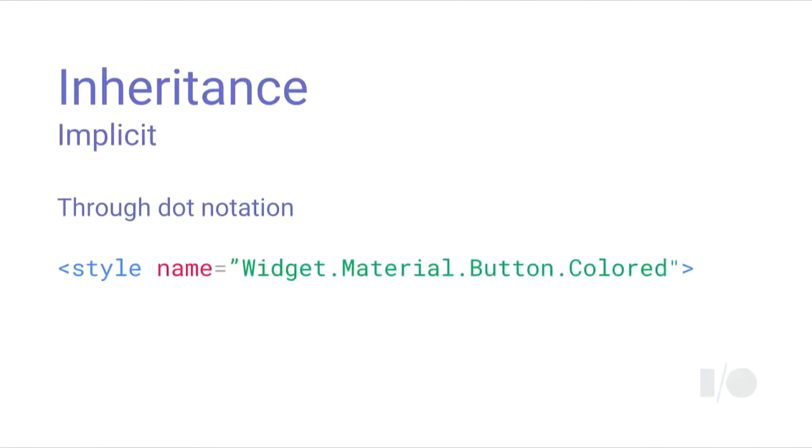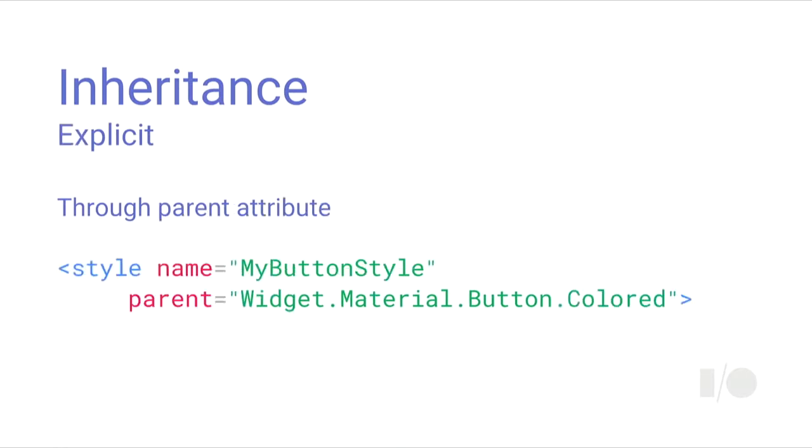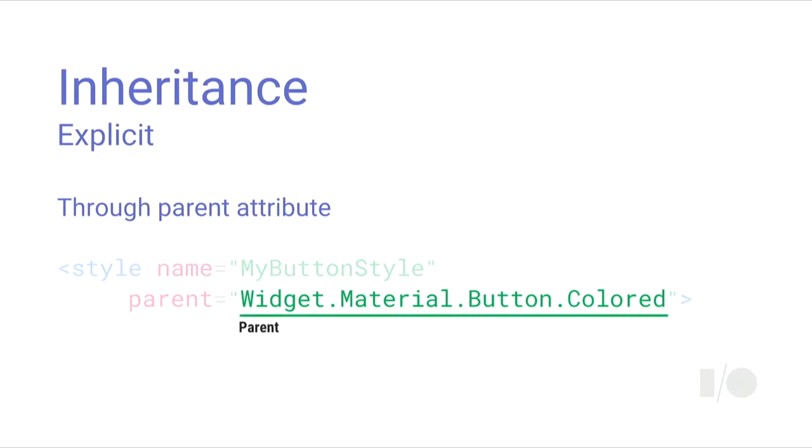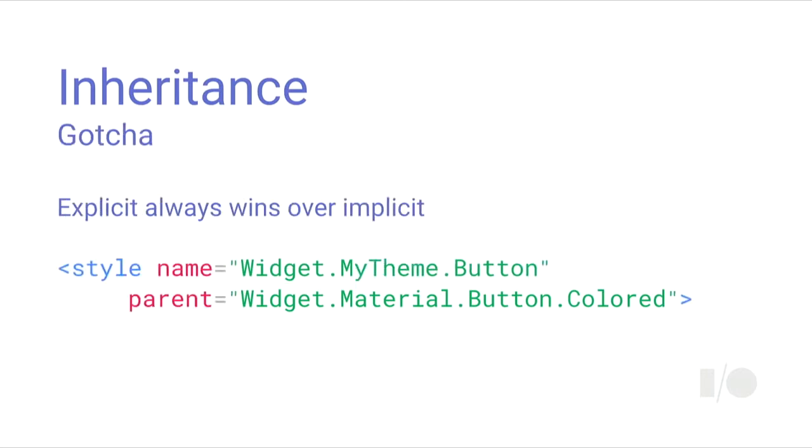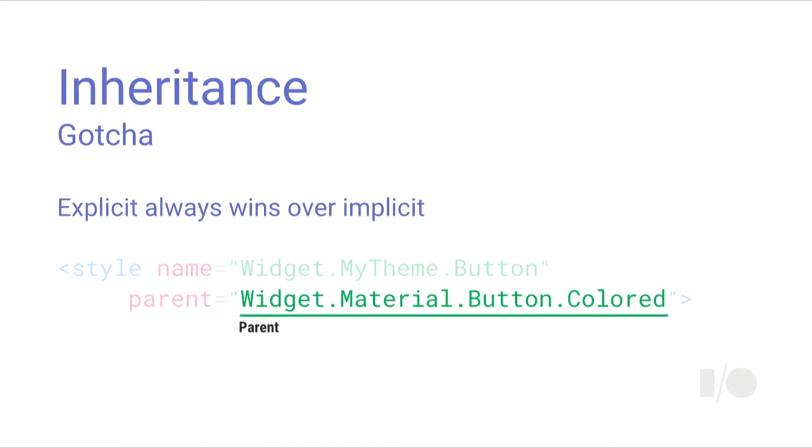There are a couple of ways of implementing inheritance in styles. The first is implicitly, using the dot notation. So the parent here would be Widget.Material.Button. So it's the style before the preceding dot. You can also do it explicitly, and that's done through the parent tag. So here we've got a style called MyButtonStyle, and it sets an explicit parent. And as you'd guess, the parent is what you've set. Now, there's a small gotcha in that the explicit way always wins over the implicit. So we've got a style here, which is using both dot notation in the name, but also has a parent tag. And the explicit version always wins.